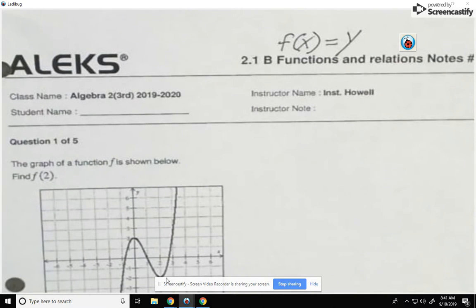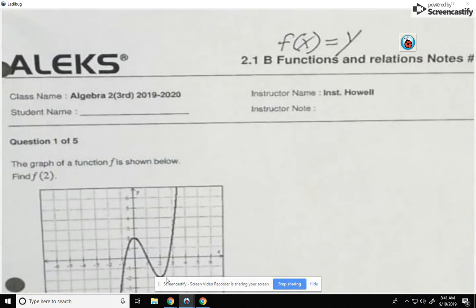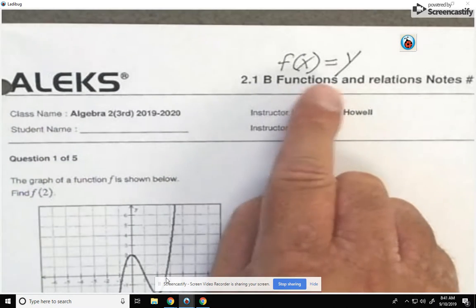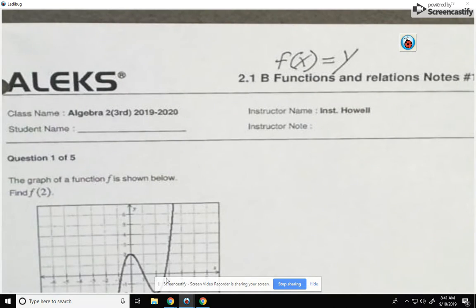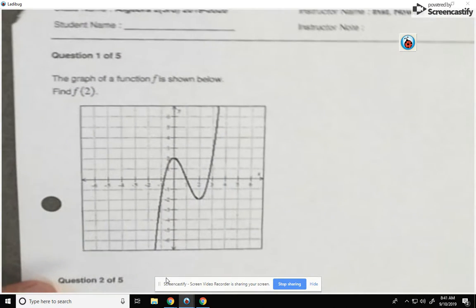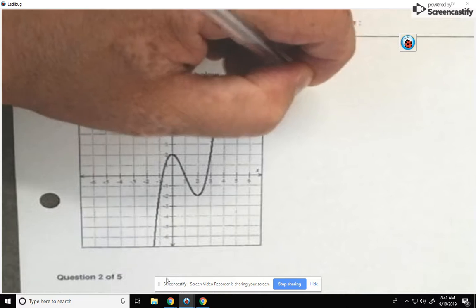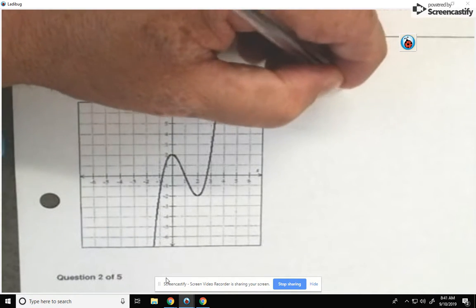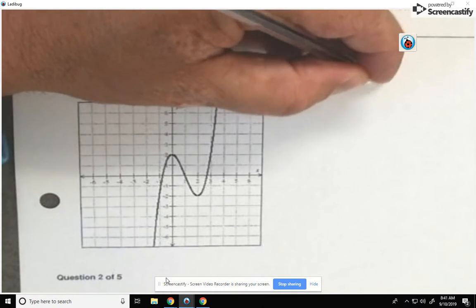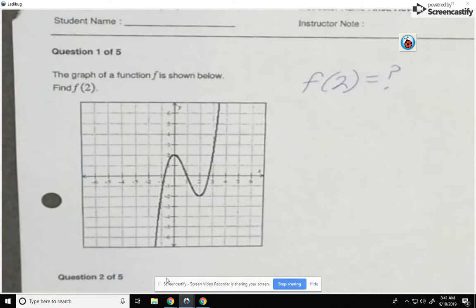This is the notes for 1.2b, functions and relations. Okay, to start off with, we know that f of x equals y. That is your standard form. So if we look at question 1, it tells us that f of 2 equals something. That's what they're wanting us to find.